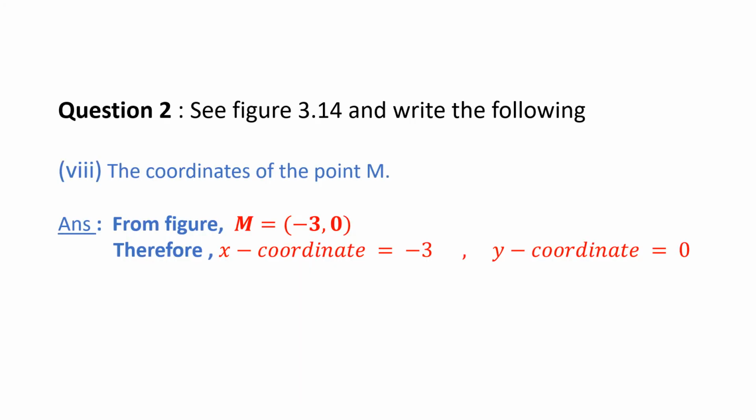So let's see, we have to find the coordinates of point M. So where's point M? Point M is here. This one is -3, right? And what is the y-axis? 0. Since it is on the x-axis, it has only an x coordinate, no y coordinate, right? So M is (-3, 0). The x coordinate is -3 and the y coordinate is 0. So the coordinates of point M are (-3, 0).